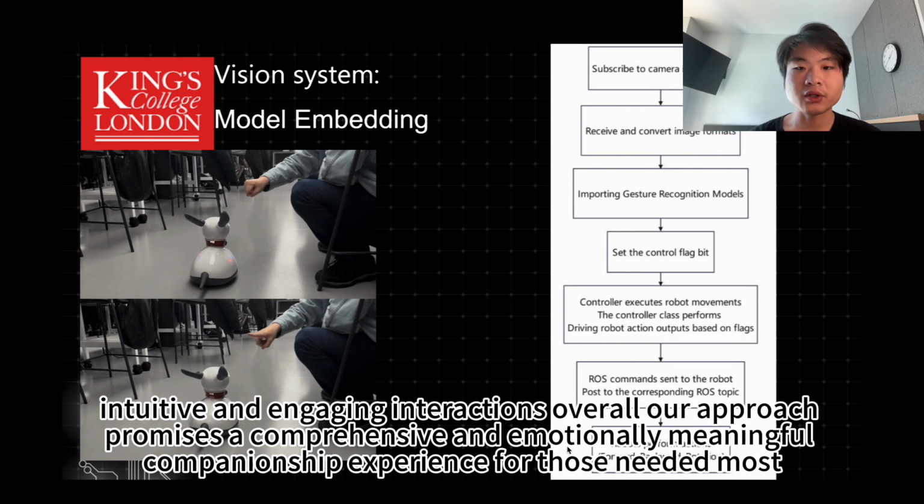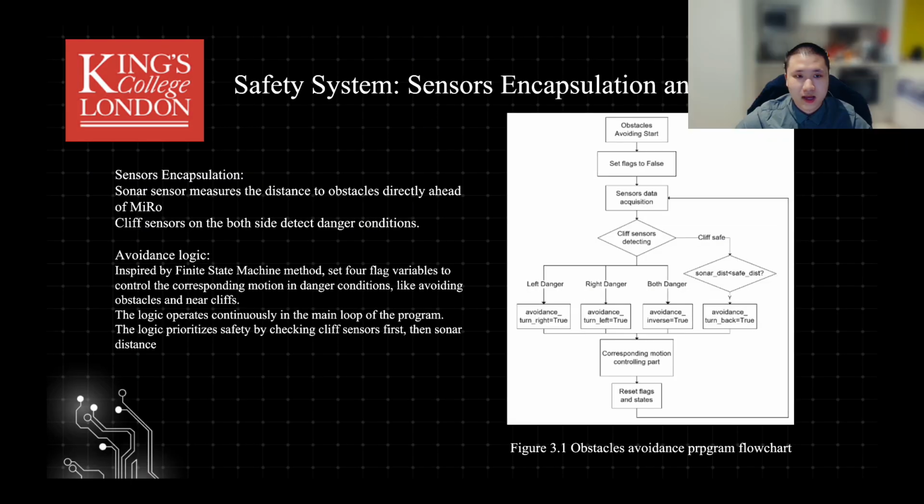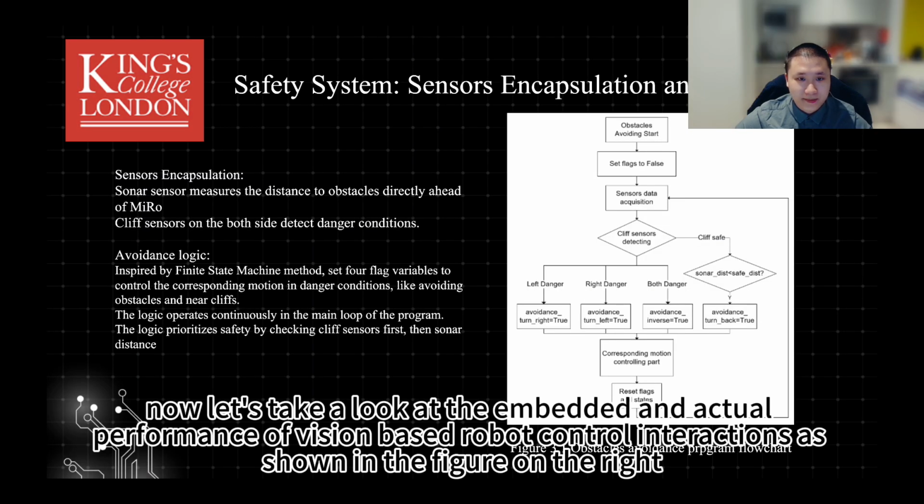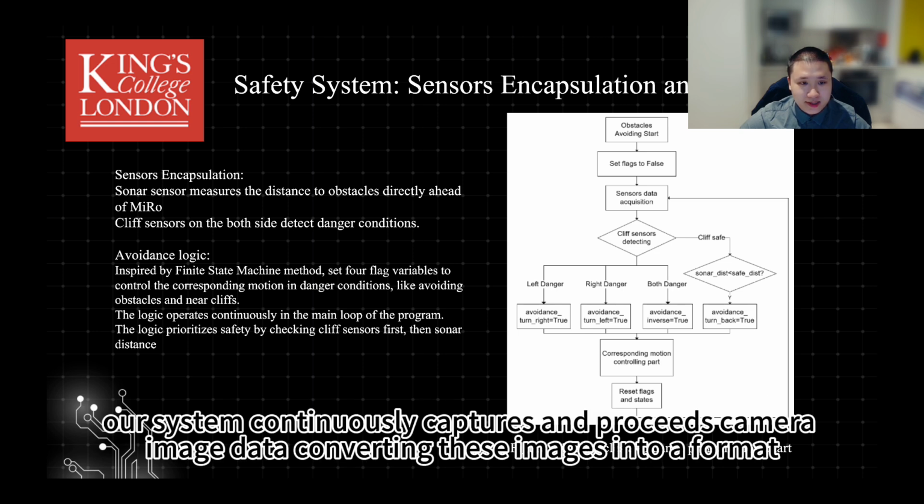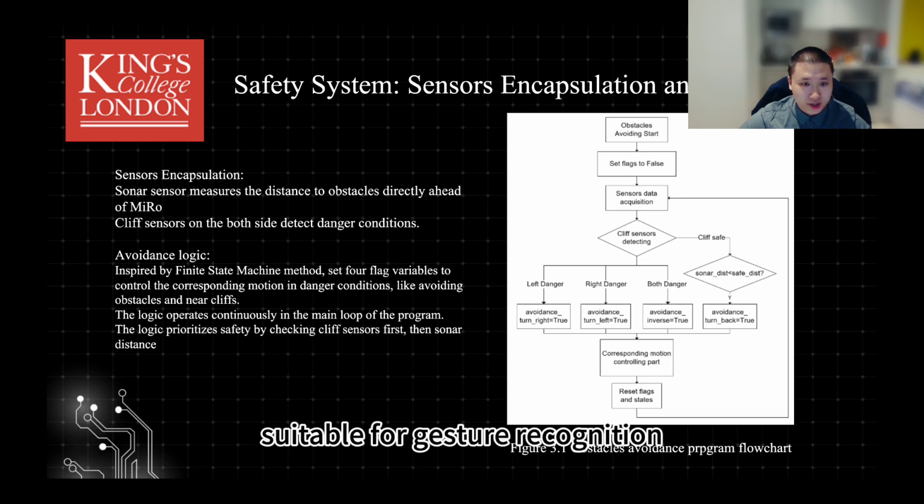Overall, our approach promises a comprehensive and emotionally meaningful companionship experience for those who need it most. Now, let's take a look at the embedded and actual performance of vision-based robot-control interactions. As shown in the figure on the right, our system continuously captures and processes camera image data, converting these images into a format suitable for gesture recognition.